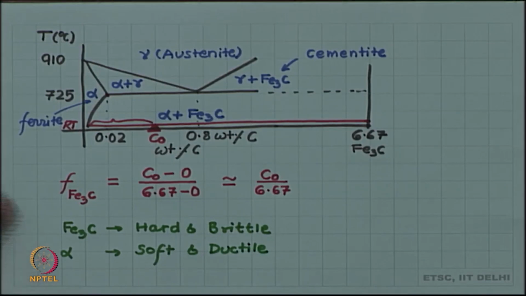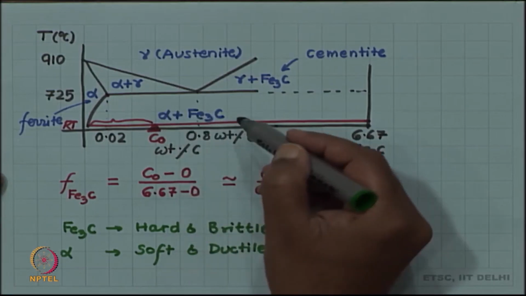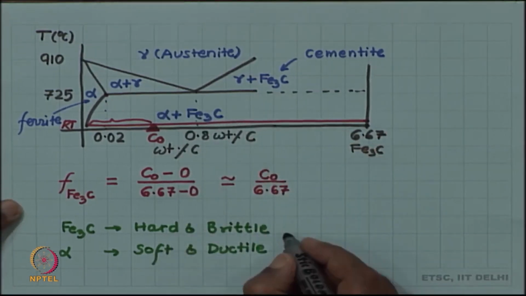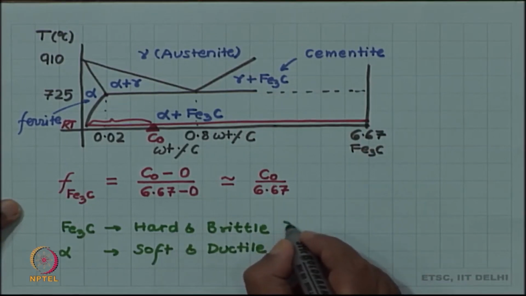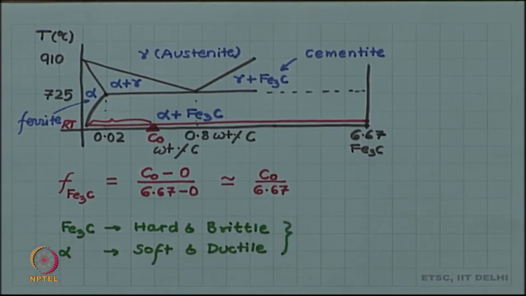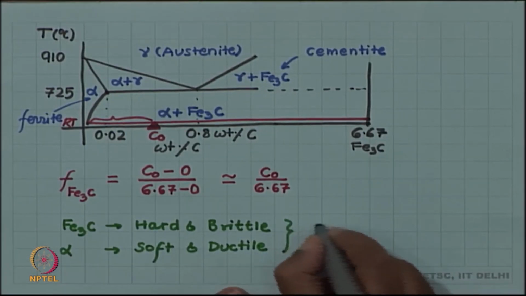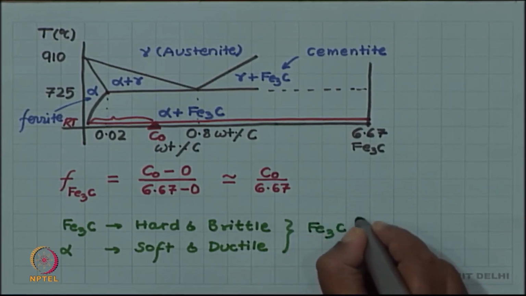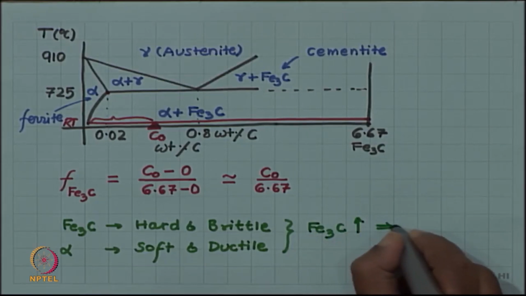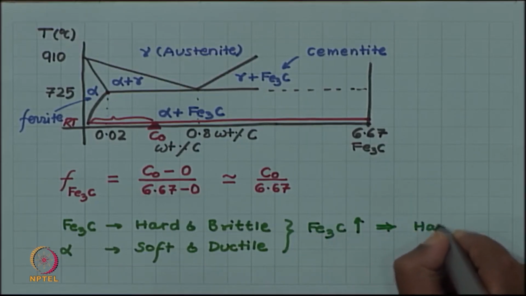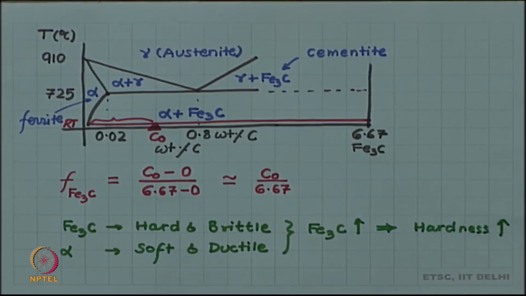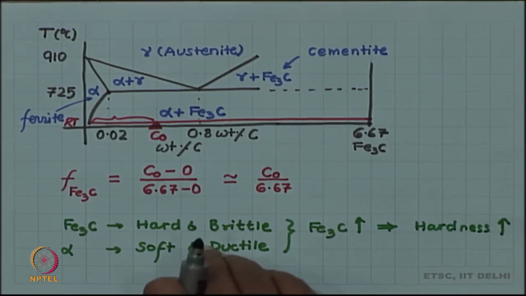So, you can see that since I have a mixture of alpha and Fe3C, hardness will depend upon the ratio of these two. So, the more Fe3C, the more will be the hardness of the steel. So, if Fe3C goes up, this will imply hardness goes up.